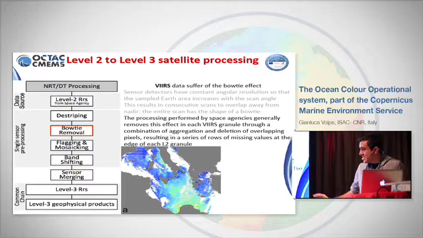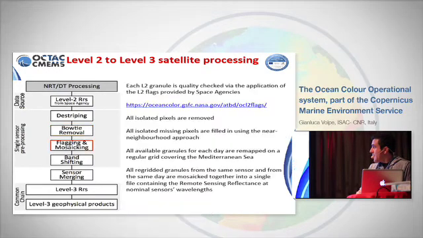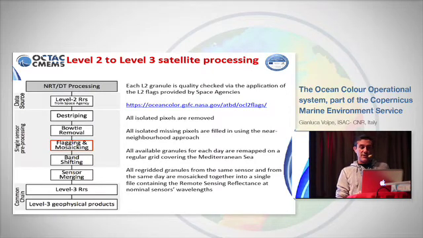It results that at the edges of the scene you have all these rows of missing data. Within the operational processing, we remove this by linear interpolation. An important point, perhaps the most important within the single sensor preprocessing, is the flagging system. Each level 2 granule is quality checked via the application of level 2 flags, which are output together with the level 2 files from the space agencies.